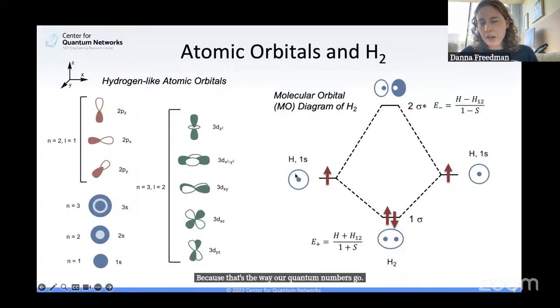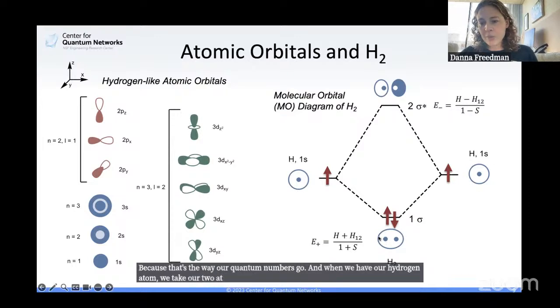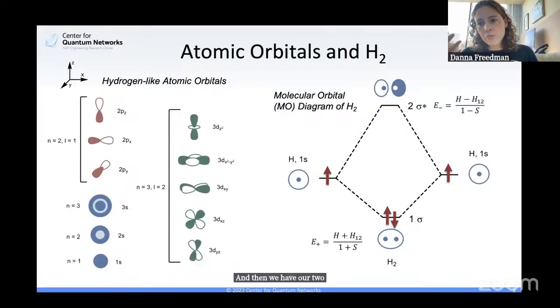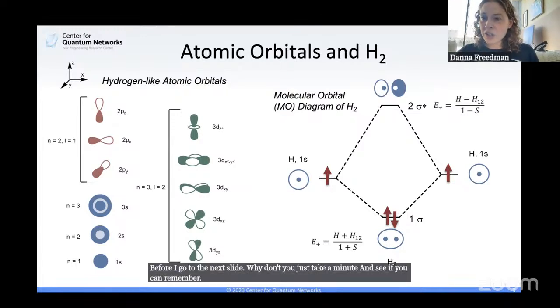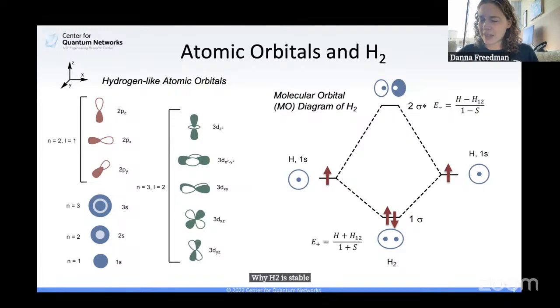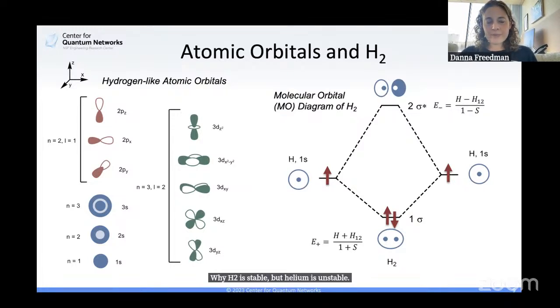And when we have our hydrogen atom, we take our two atomic orbitals, we mix them, we get our bonding and our anti-bonding levels, and then we have our two paired electrons. So before I go to the next slide, why don't you just take a minute and see if you can remember why H2 is stable, but He2 is unstable. I mean He2, not atomic helium.